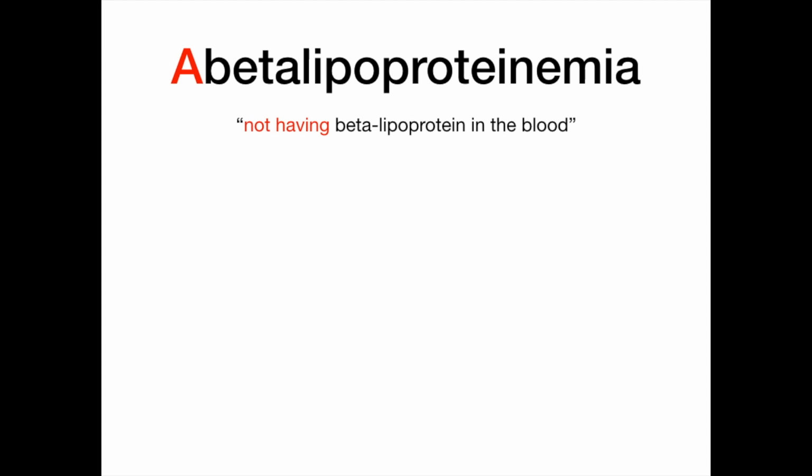Abetalipoproteinemia. So A means not having. Beta-lipoprotein means not having beta-lipoproteins, and emia means blood. So the whole thing is abetalipoproteinemia, or not having beta-lipoproteins in the blood, okay? So if you don't have beta-lipoproteins in the blood, the symptoms should make perfect sense to you.